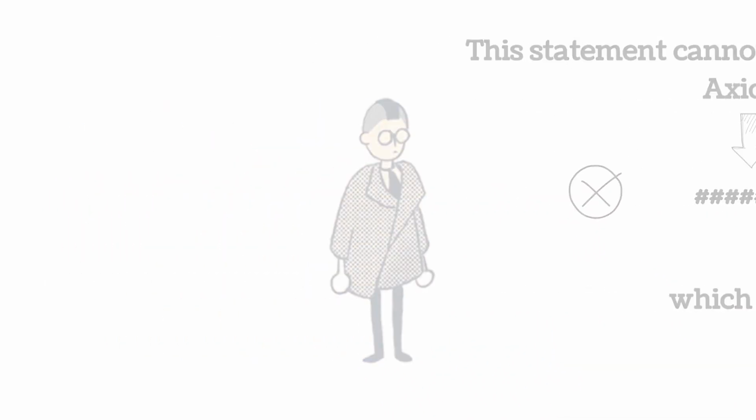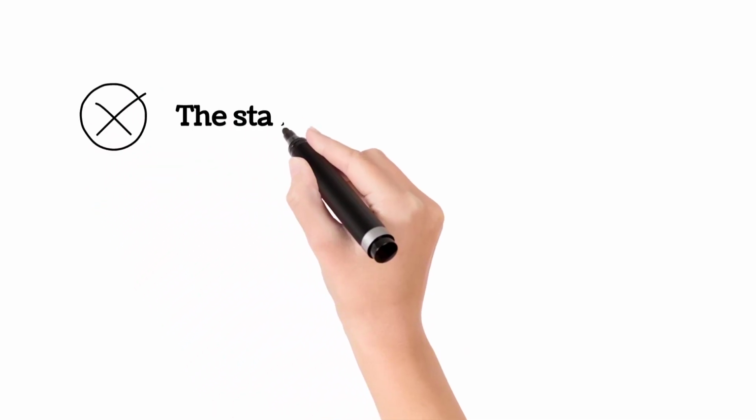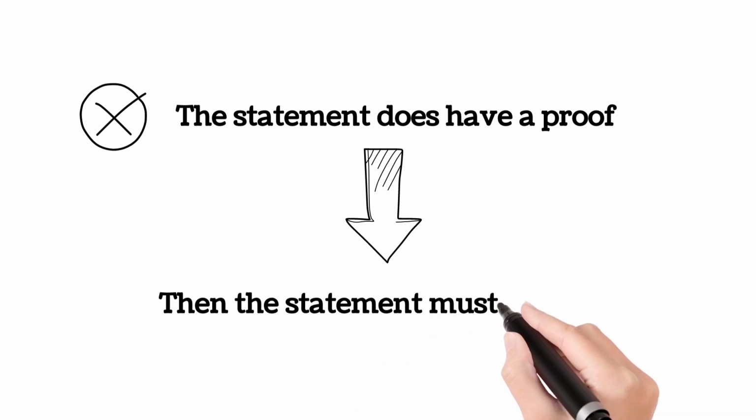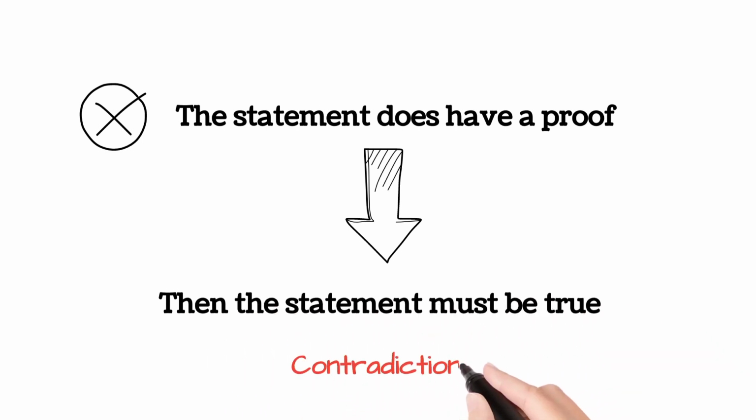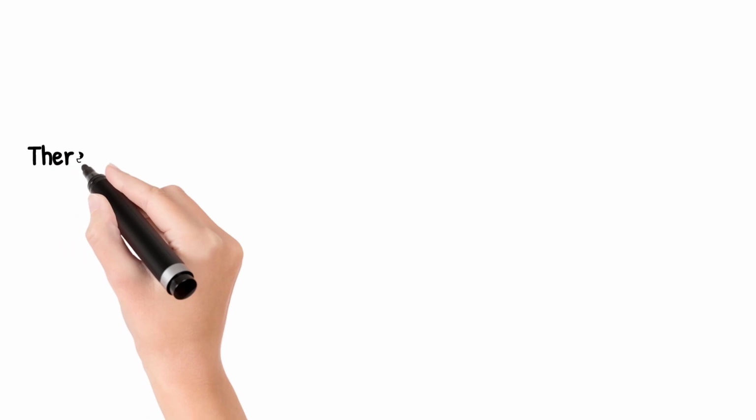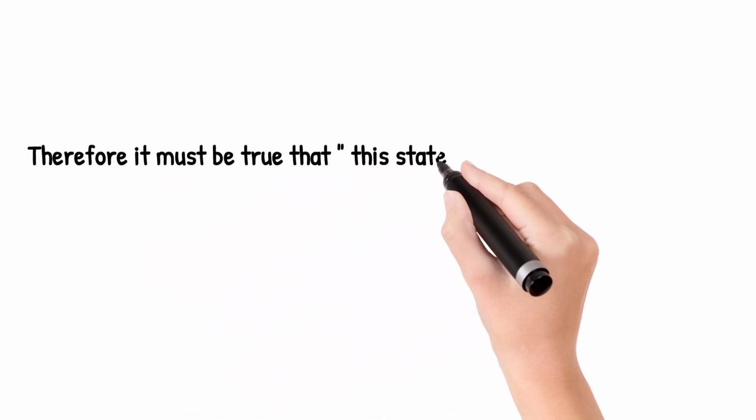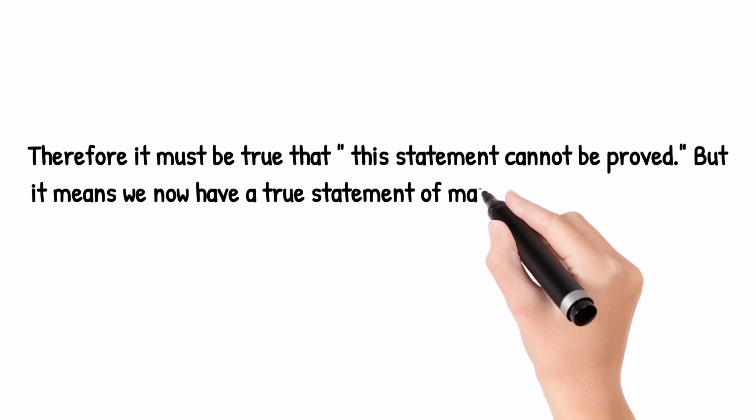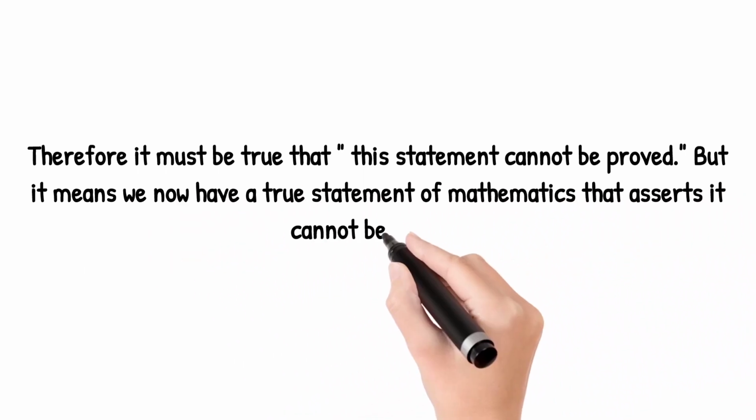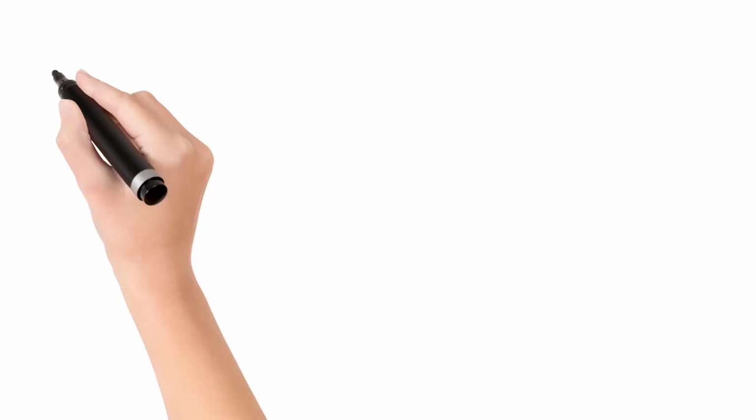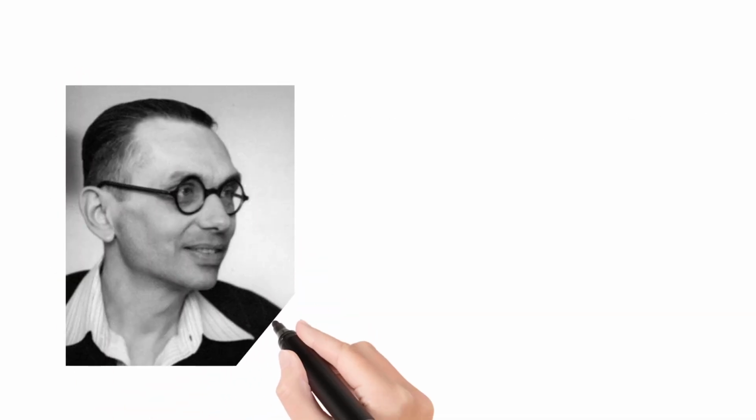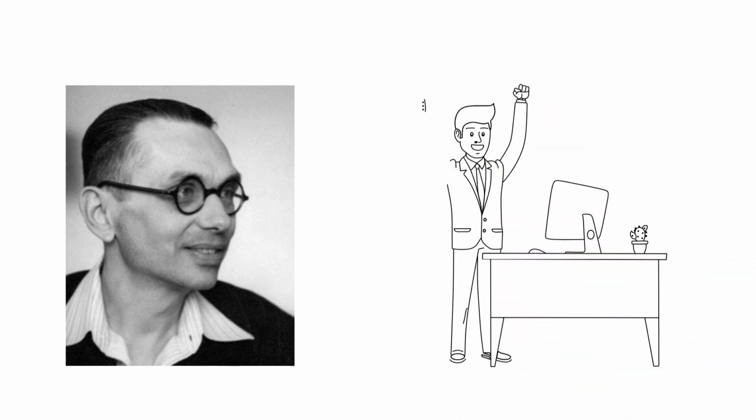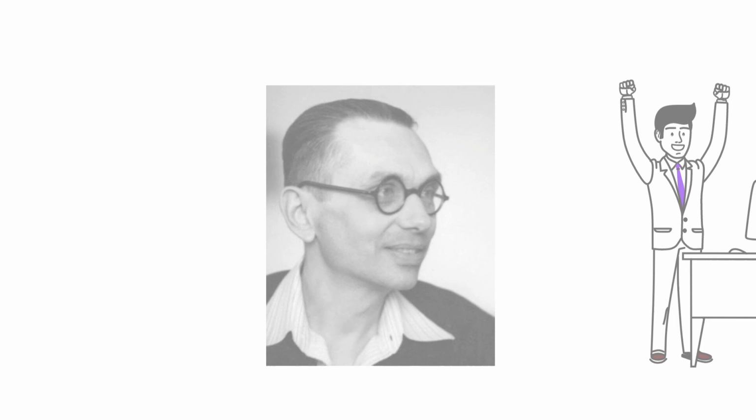So which is it? If it's false, that means the statement does have a proof. But if a mathematical statement has a proof, then it must be true. This contradiction means that Gödel's statement cannot be false, and therefore it must be true, that is, this statement cannot be proved. But it means we now have a true equation of mathematics that asserts it cannot be proved. This revelation is at the heart of Gödel's incompleteness theorem, which introduces an entirely new class of mathematical statement.